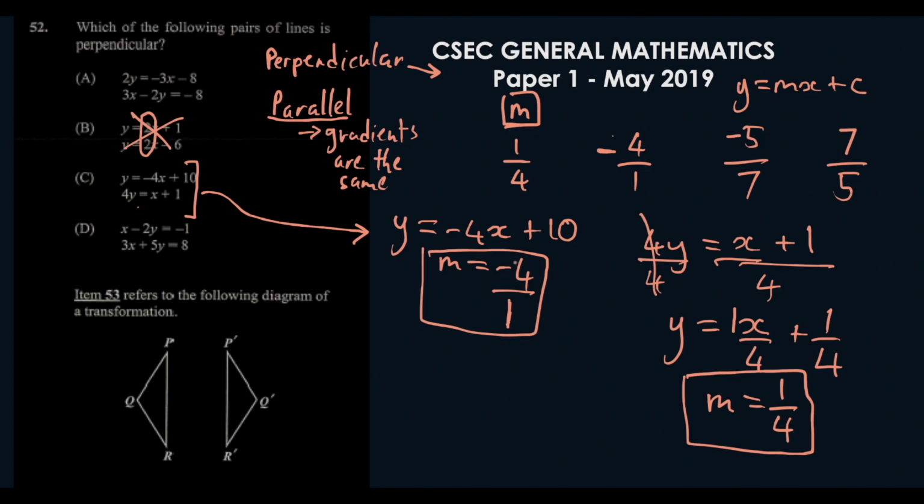And over here, it's negative 4 over 1. We flip that, we get 1 over 4, and change the sign. So we know that these two are perpendicular. Another way to think of it is, if we multiply the gradients together, our answer should be negative 1 if they're perpendicular. So negative 4 times 1 is negative 4, over 4, which gives us negative 1. So C is the answer.